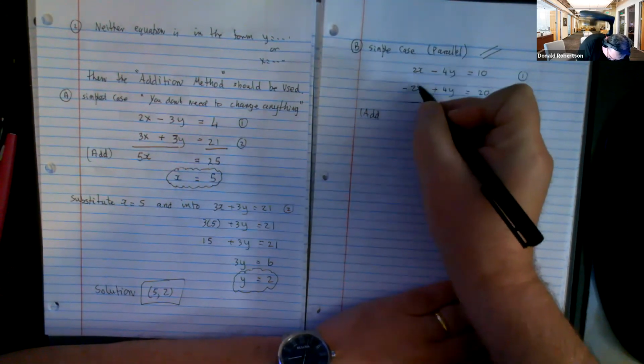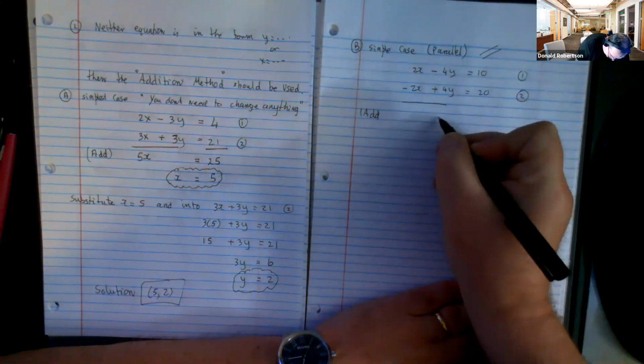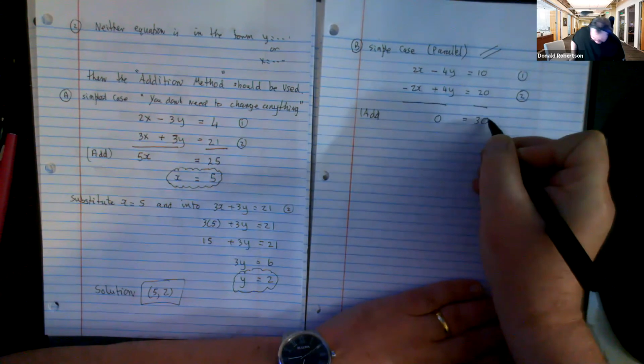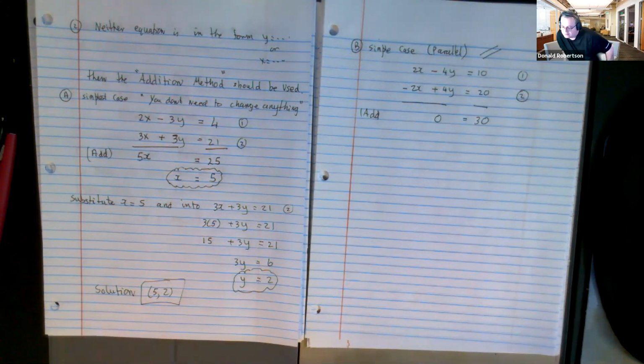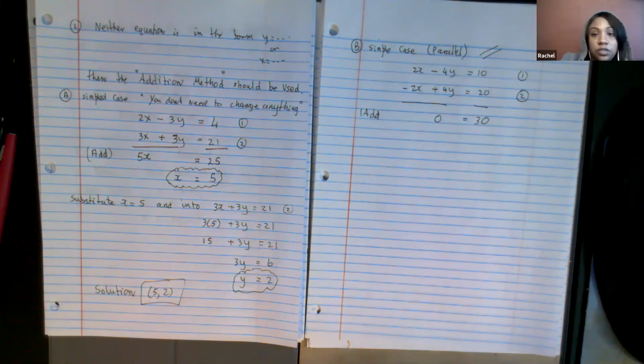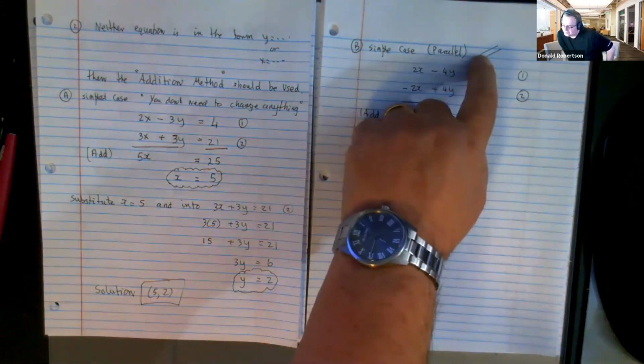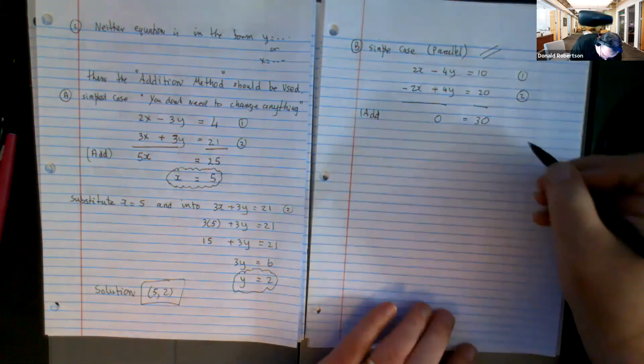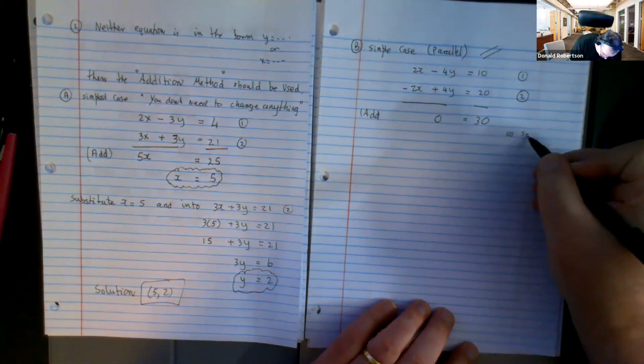I get nothing, and I get nothing. And I get equals 30. Oh, that's weird, isn't it? Is 0 equal to 30? Never. So no solution. No solution. And doesn't no solution mean parallel? Agreed? No solution equals parallel. So what does that mean?